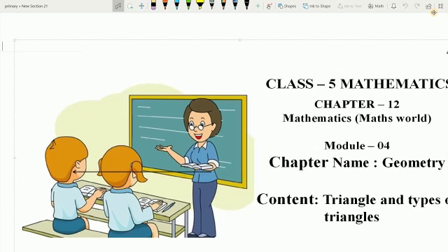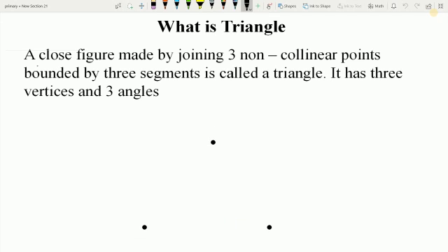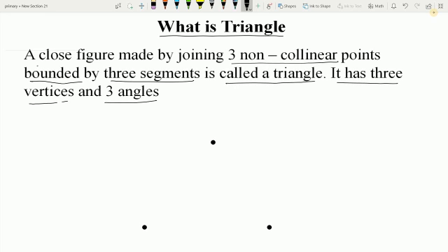So let's start. Students, first of all, we will know about triangle. So what is a triangle? A closed figure made by joining three non-collinear points bounded by three line segments is called a triangle. It has three vertices and three angles.